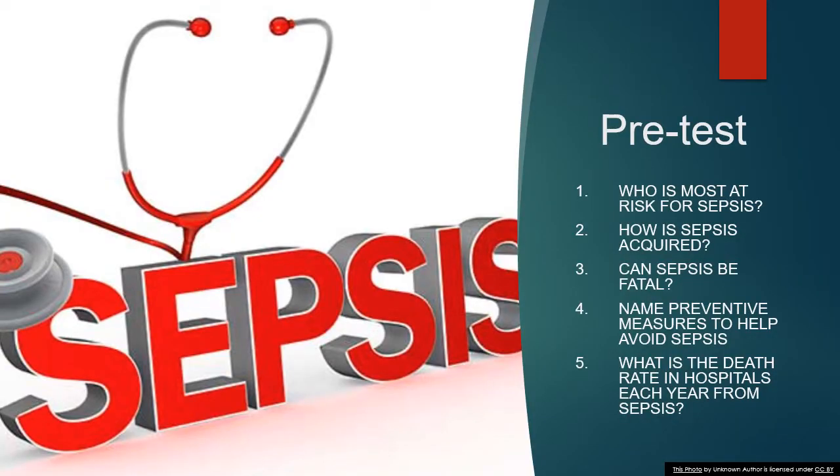First, we're going to do a pretest. If you can answer these questions in the beginning correctly, maybe you know just a little bit about sepsis, and then we'll do a post-test at the end of the presentation. So question 1, who is most at risk for sepsis? Question 2, how is sepsis acquired? Question 3, can sepsis be fatal? Question 4, name preventive measures to help avoid sepsis. And question 5, what is the death rate in hospitals each year from sepsis?